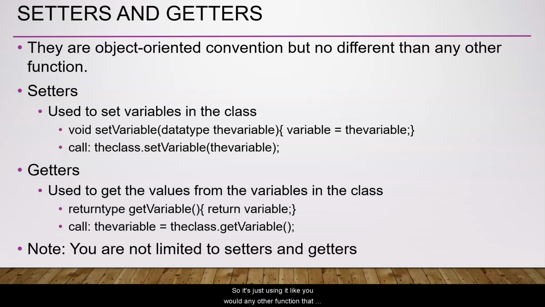So it's just using it like you would any other function that you're going to create, and you use it to set the variable types and get the values to return from the variable types. You're also not limited to these types of things. You don't have to have them, but it's just what's normally used in normal convention.